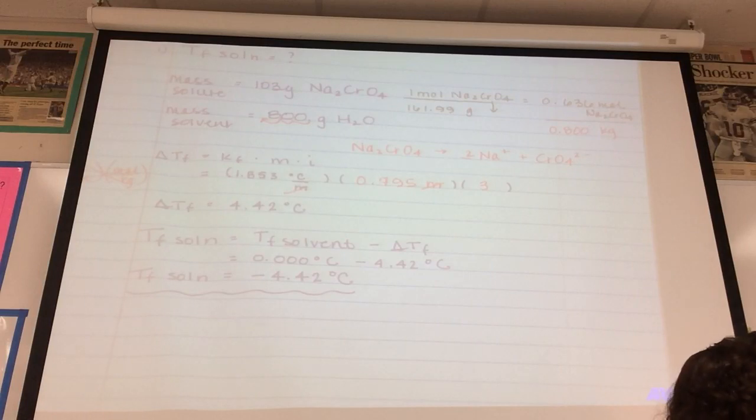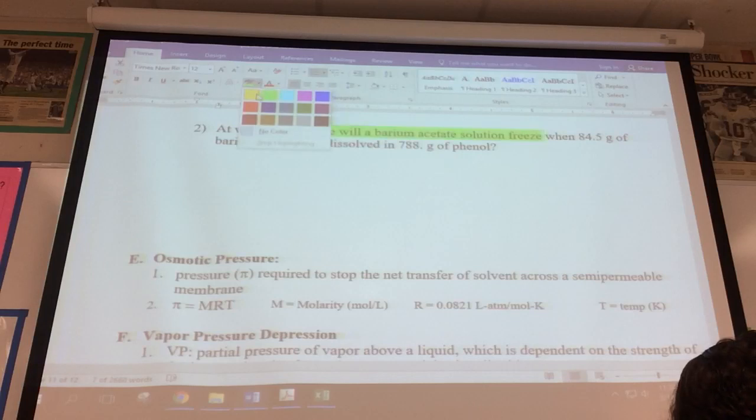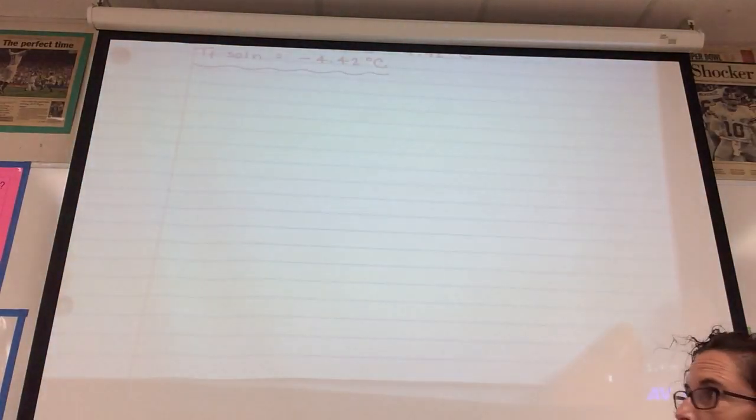On number 2, it says, at what temperature will a barium acetate solution freeze? That's what we're looking for. You have 84.5 grams of barium acetate dissolved in 788 grams of phenol. So let's get that down and let's see if you can get it to rip.